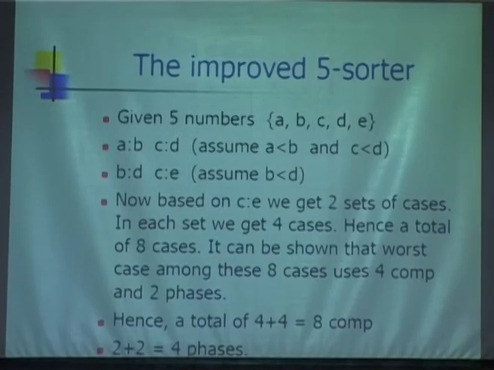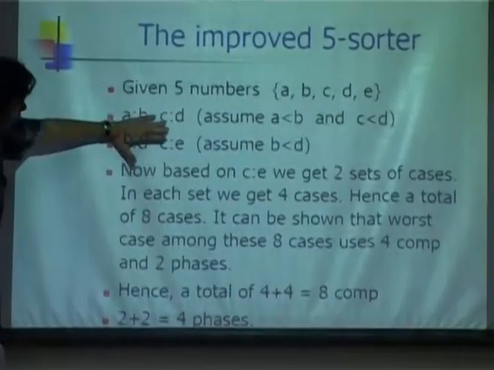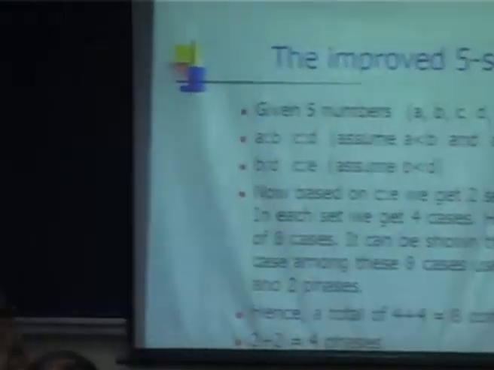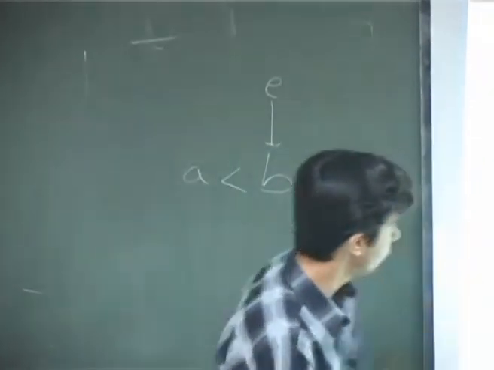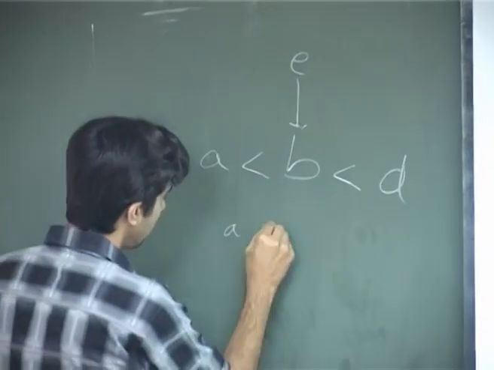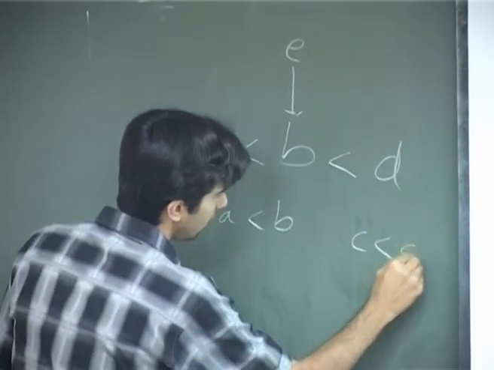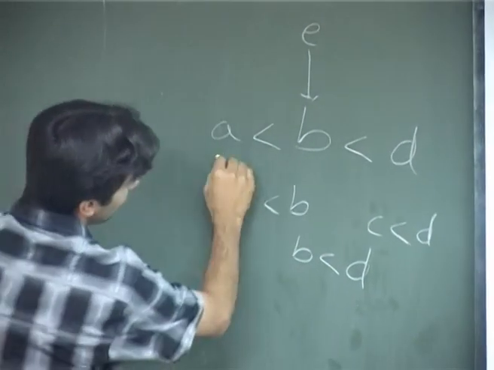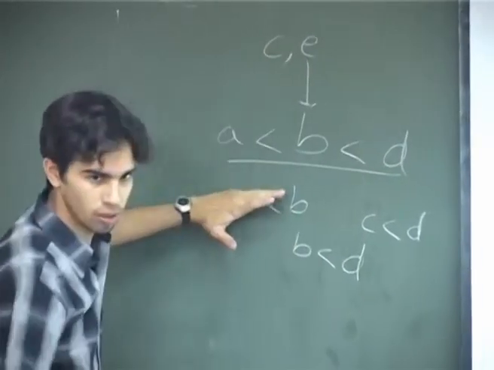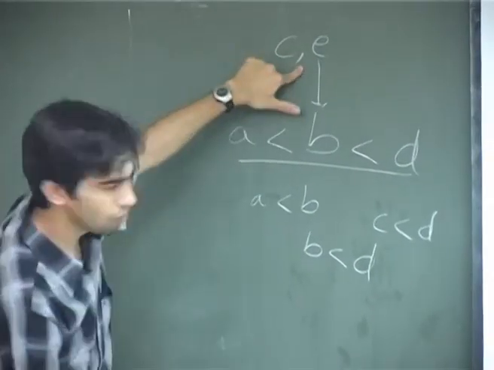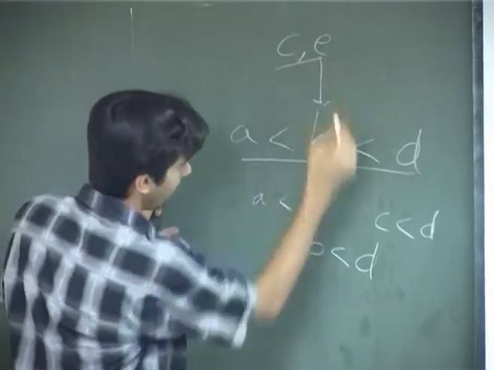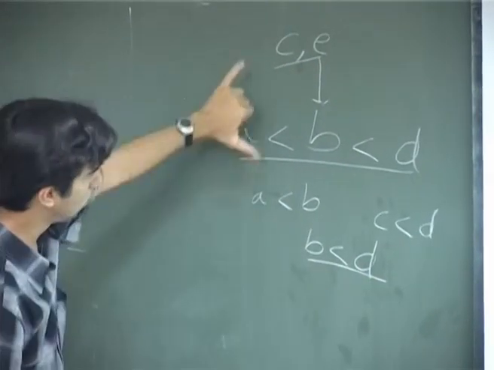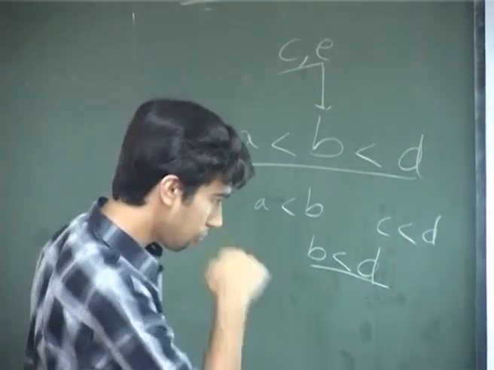We will reduce it to 4 phases, but the cost is we'll be using 1 more comparator for now. The starting part remains the same, so the first phase still stays the same. We compare A and B, C and D, and then the greater of these two. Now our task is to insert C and E into this. At this point we compare C and E. This will be done in parallel with B and D, because there is nothing common, we can compare these two.